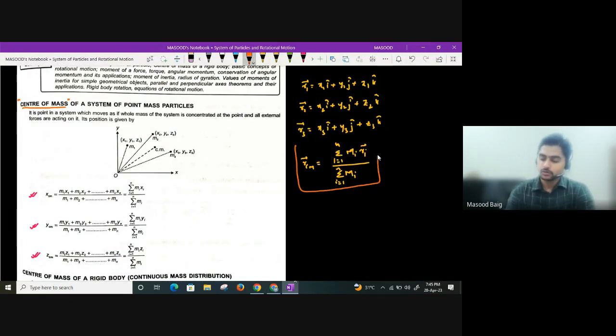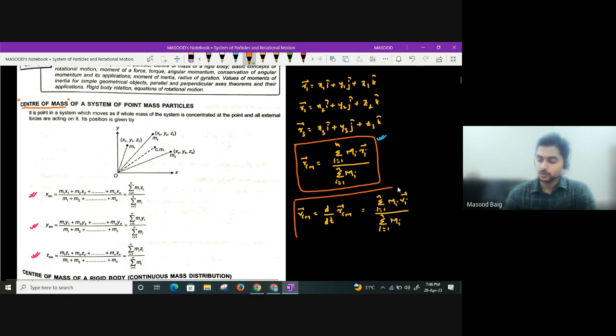If you know the coordinates of point masses, from the coordinates you can represent their position vectors. When you know the position vectors of the individual masses, you can find the position vector of center of mass also. If you know the position vector of the center of mass, you can calculate the velocity of center of mass by using d by dt of rcm, guys. Rate of change in position is nothing but velocity. And how can I write it? Sigma i equal to 1 to n mi vi bar divided by sigma i equal to 1 to n mi, for point masses only, guys. This will be the velocity of center of mass.